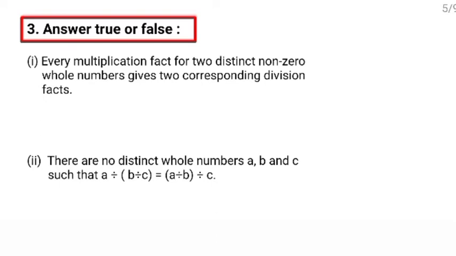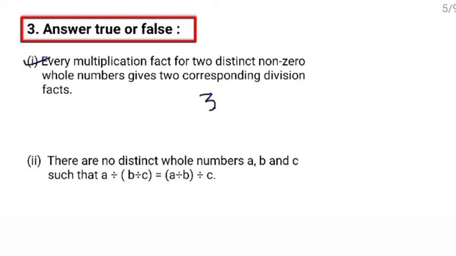Next, question number 3. Answer true or false. Here they have given some statements and they are asking to write true or false according to the statement. Every multiplication fact for two distinct non-zero whole numbers gives two corresponding division facts. Let us understand with an example.